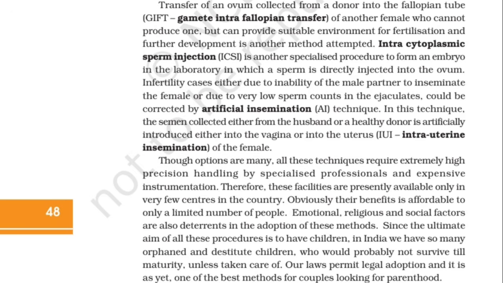Though options are many, all these techniques require extremely high precision handling by specialized professionals and expensive instrumentation. Therefore, these facilities are presently available only in very few centers in the country. Obviously, their benefits are affordable to only a limited number of people. Emotional, religious, and social factors are also deterrents in the adoption of these methods. Since the ultimate aim of all these procedures is to have children, in India, we have so many orphaned and destitute children who would probably not survive till maturity unless taken care of. Our laws permit legal adoption, and it is, as yet, one of the best methods for couples looking for parenthood.